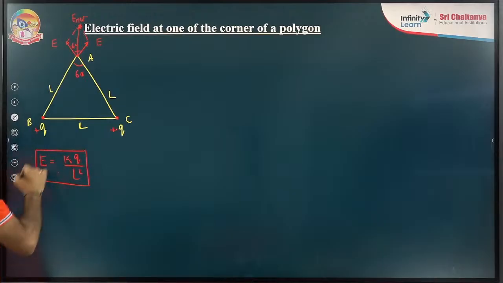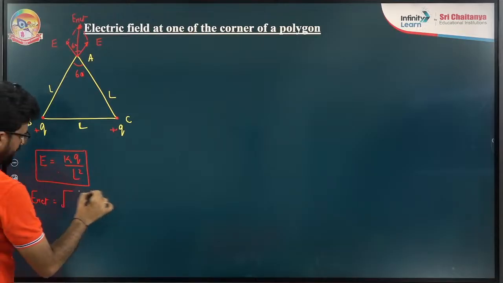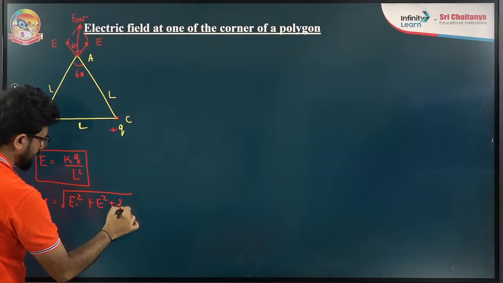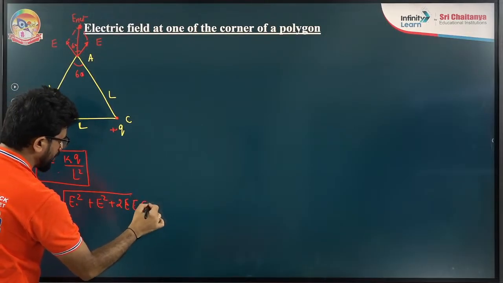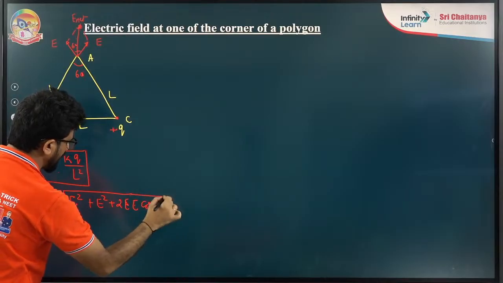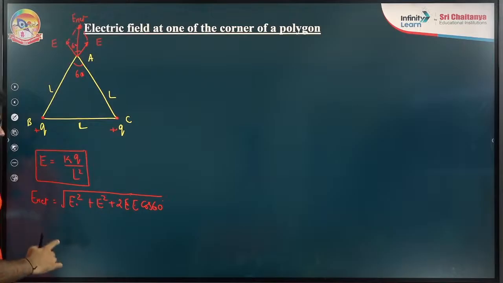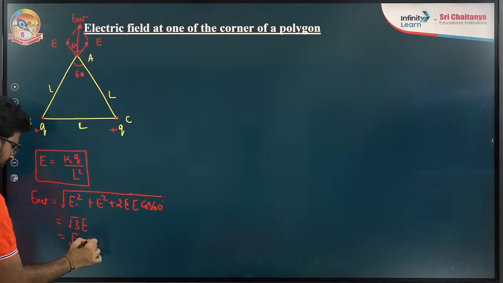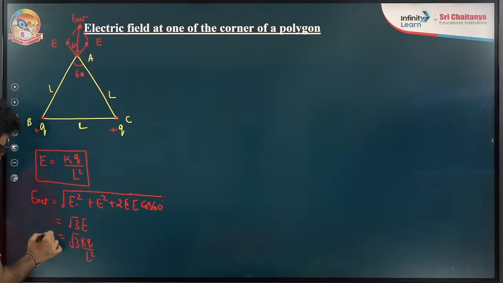This is the field, and the angle is 60 degrees. So E net is equal to the square root of E squared plus E squared plus 2 E times E times cos 60 degrees. Cos 60 is 1 by 2, and the 2 cancels. E squared plus E squared plus E squared, total 3E squared. That means E net is root 3 times E, or root 3 times K Q by L squared. This is the net field at this one corner. Clear beta? Yes sir, no sir?